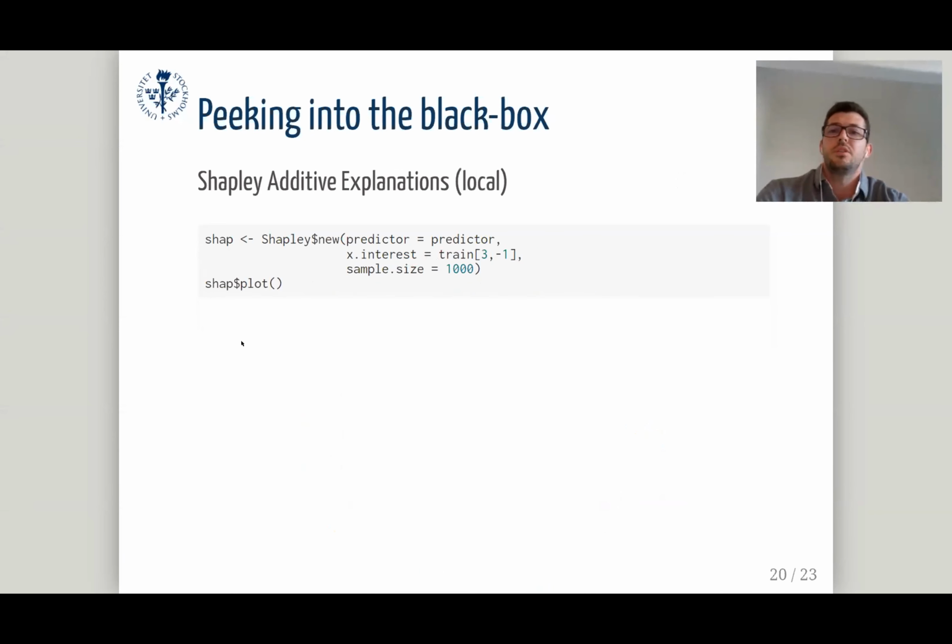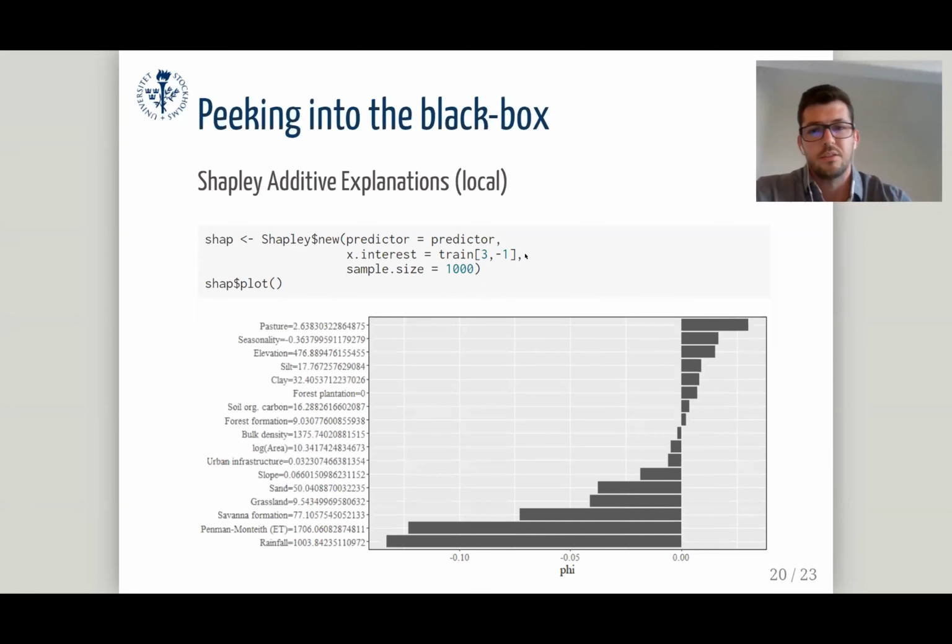And the last one is the Shapley additive explanations. In this first example, I'm just using the third observation in the training set. And this is how the features attribute to the prediction in relation to the average prediction. So 0 here would be the average prediction. And for this specific case, we have what for the Cerrado is a low rainfall, which is 1,000 millimeters a year, and it attributes negatively to the Q95.